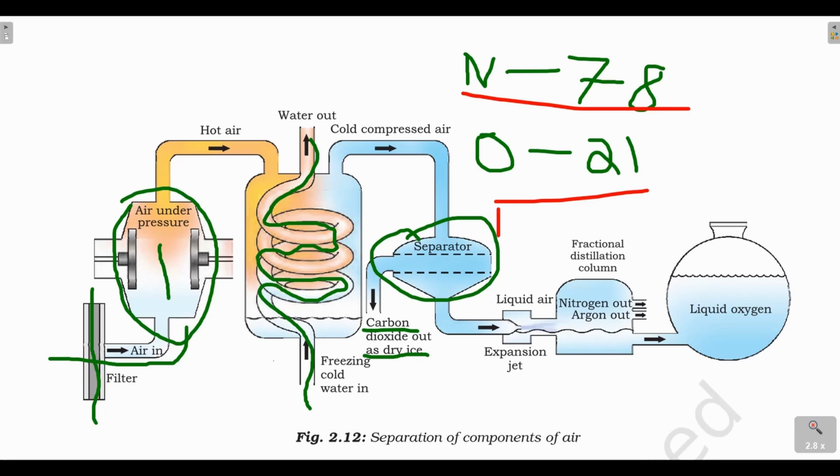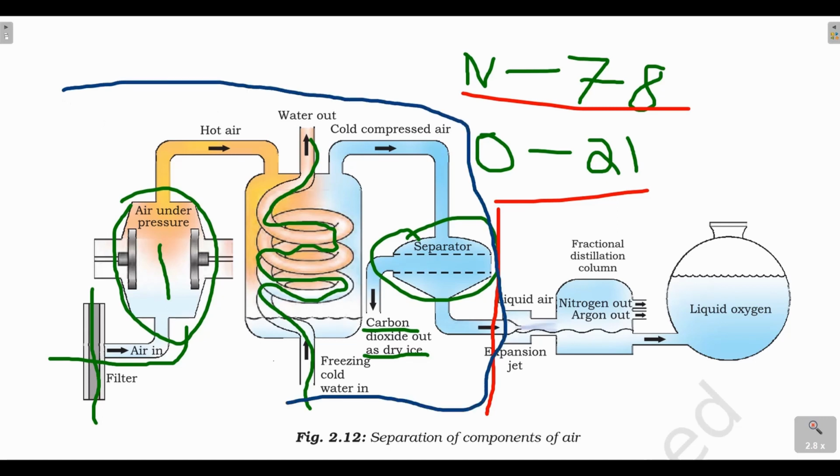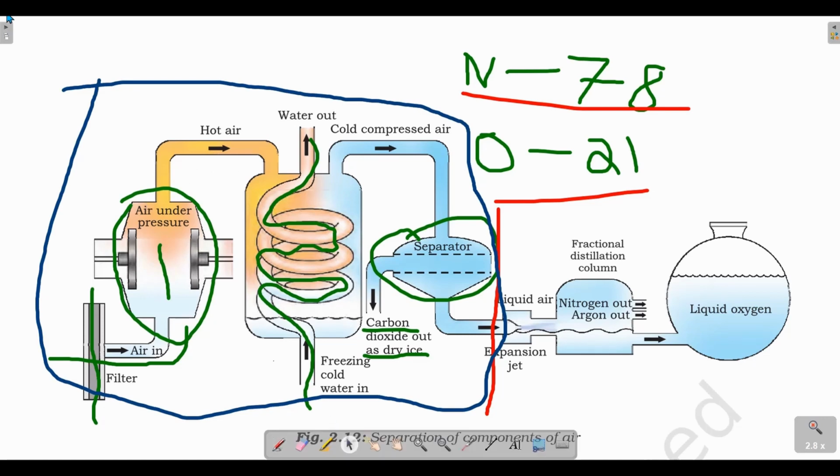Actually, up to this point, it is just a conversion of gaseous air into liquid air and separation of carbon dioxide. Up to this portion, this process is not part of fractional distillation. What is the purpose of this unit? This unit converts the gaseous air to liquid air and also separates the dry carbon dioxide. This is not fractional distillation. Fractional distillation we are going to proceed with in this portion.